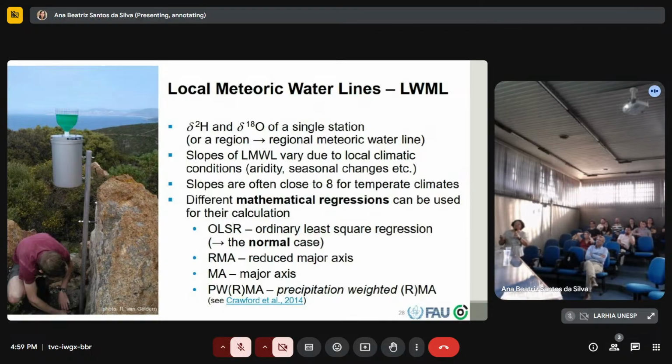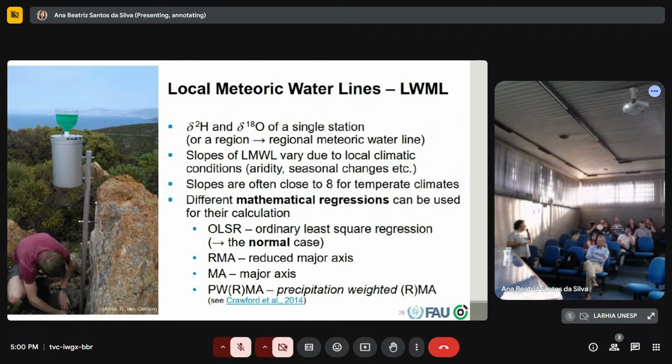So, as I mentioned, it's constructed for a single station. There are some groups that assess this line for a region and propose a regional meteoric water line. I will show you some examples. Usually the slope will vary according to climatic conditions; you will see the value of this slope changing. There are different methods for the mathematical assessment of this regression. Usually, in most cases, the ordinary least squares regression is used.